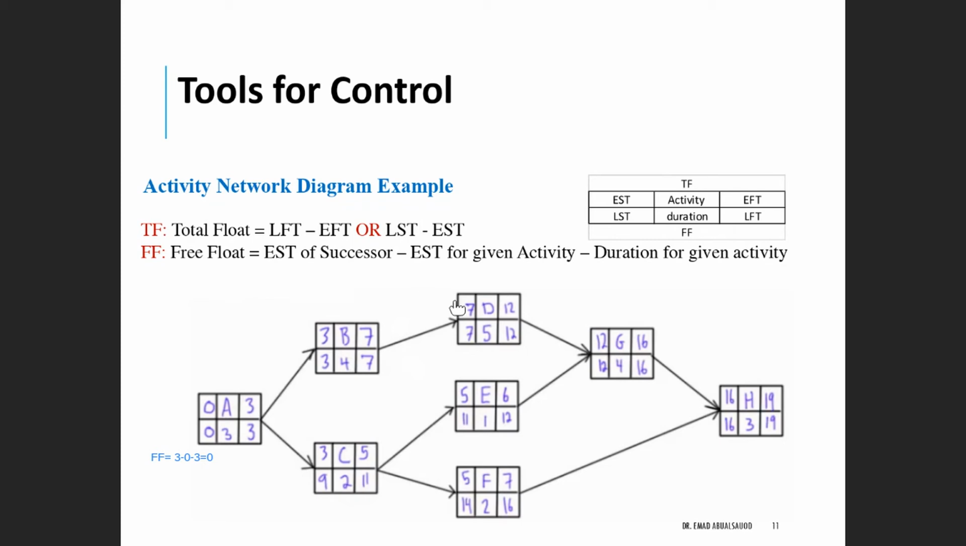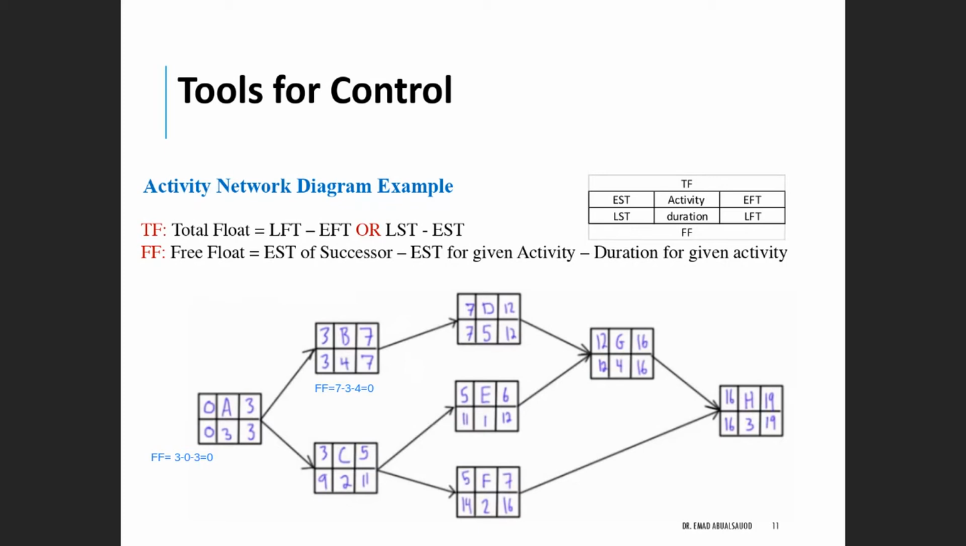What is the early start time for the successor, which is D? It is 7. So 7 minus 3, the early start time for B, minus 4. So 7 minus 3 minus 4, and that also will give us another 0. The same we will do on the coming activity or the preceding activity.